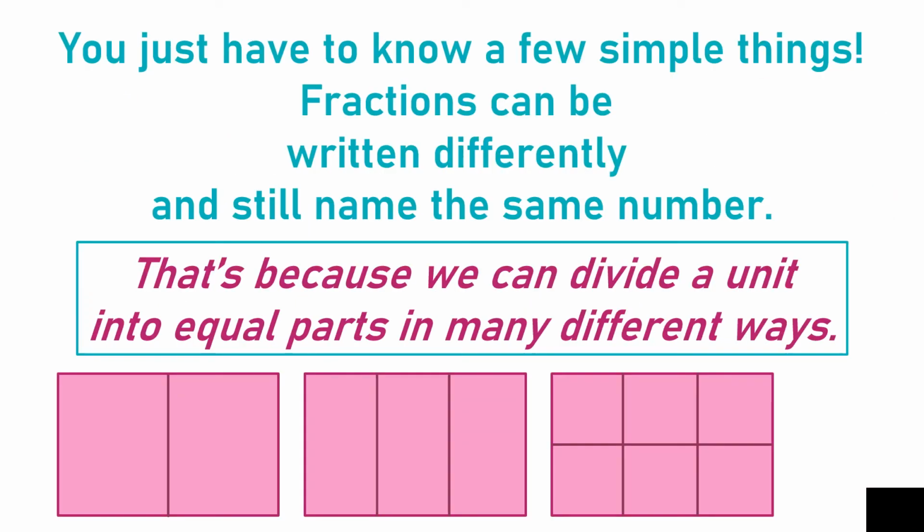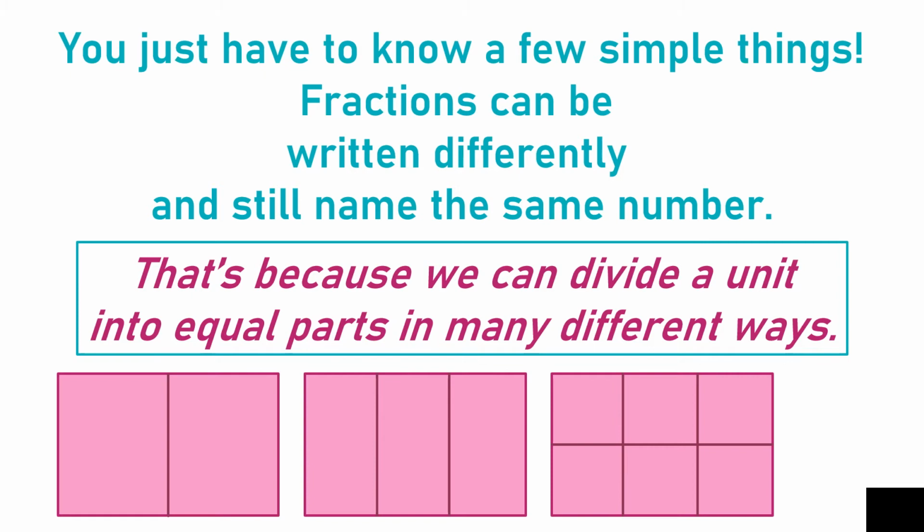To change the denominator of a fraction without changing the value of the fraction, you just have to know a few simple things. The first is that fractions can be written differently and still name the same quantity. That's because we can divide a unit into equal parts in many different ways. Look at the unit at the bottom of this slide. It has been divided into 2 equal parts, 3 equal parts, and even 6 equal parts.